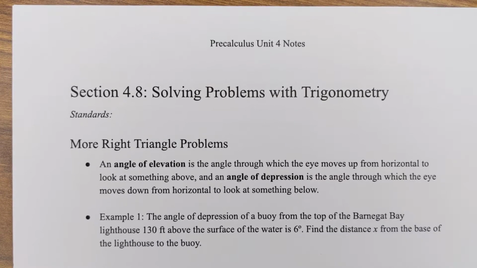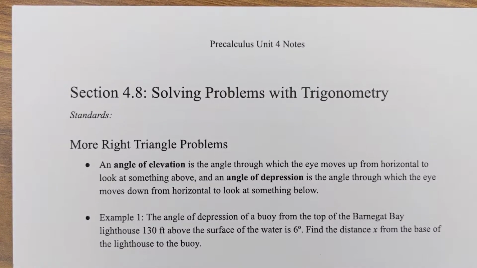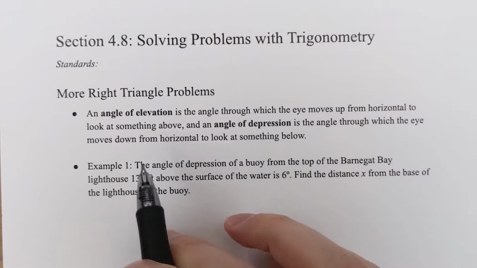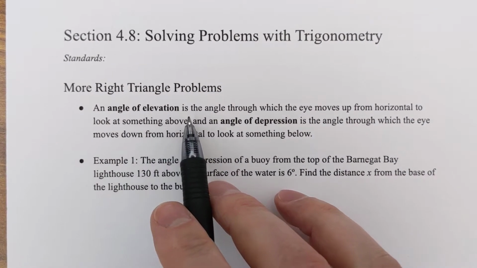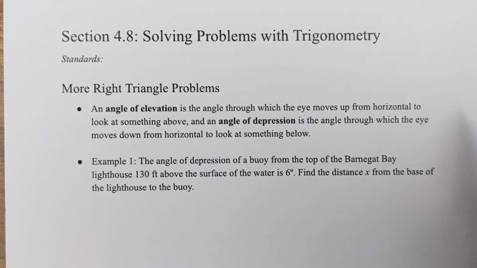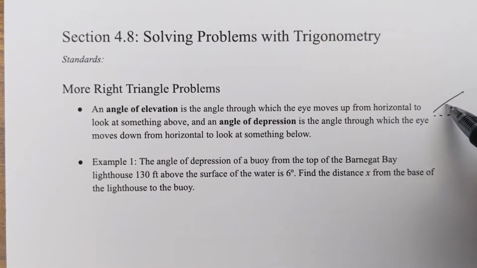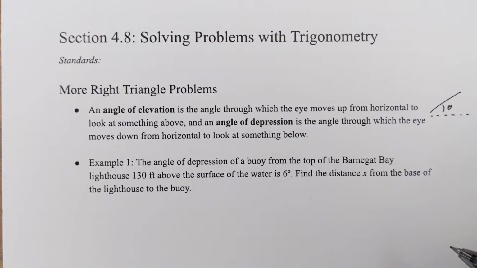Here are the notes for section 4.8, which is solving problems with trigonometry, so word problems. So, more right triangle problems. It talks about angle of elevation, which is the angle through which the eye moves up from the horizontal. So here's your horizontal. The angle of elevation is this angle here, looking up.